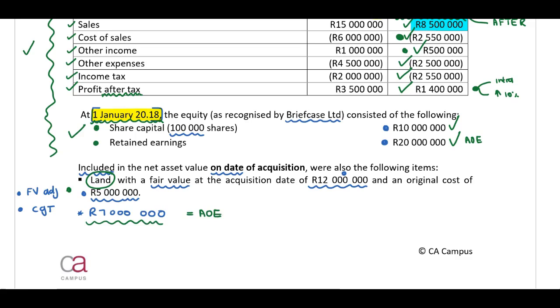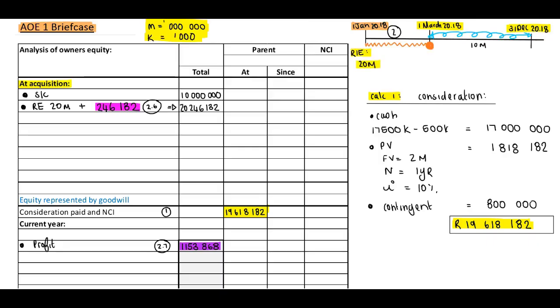We also have to remember our tax based on our CGT rate. Therefore, in our analysis of owner's equity, in our at acquisition portion, guys, indicate your land, and important, please remember your calculations, guys. This is the 12 million minus the 5 million. This is an increase in your land, increase in our net assets of 7 million.